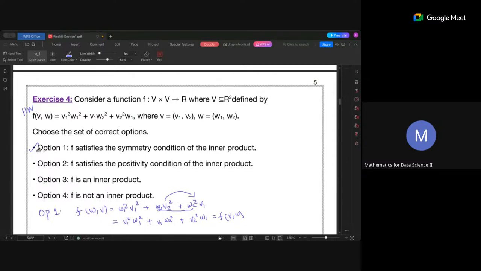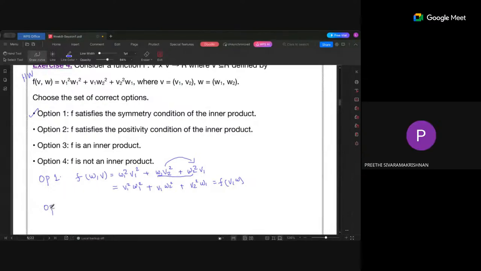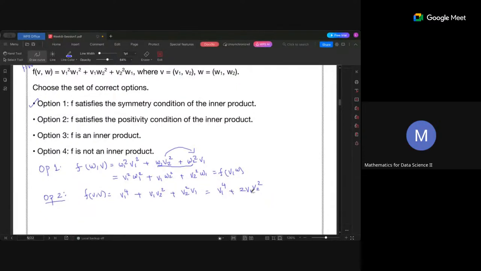What about option two? We substitute V in F of V, V, and put W1 equal to V1. So you have V1 power 4 plus V1 power 2 plus V2 square V1, which is V1 power 4 plus 2 times V1 V2 square, correct? Yes, ma'am. Now, we are not able to conclude anything from this, whether it is positive or negative. Whenever such a situation arises, you have to be careful. First try to see whether you are able to prove that it is positive. It is not very clear that you will be able to prove it, so you have to try to find a counter example such that this is going to fail.